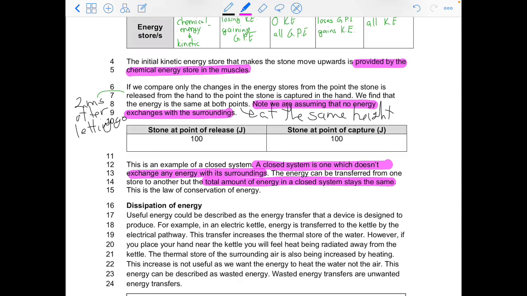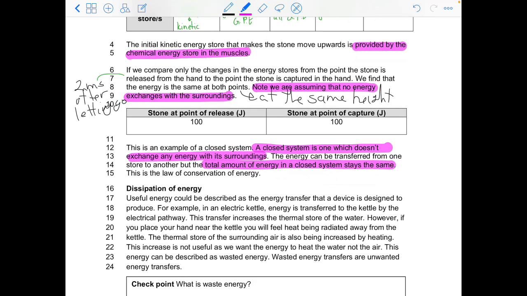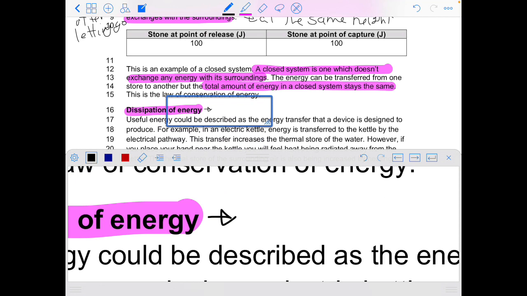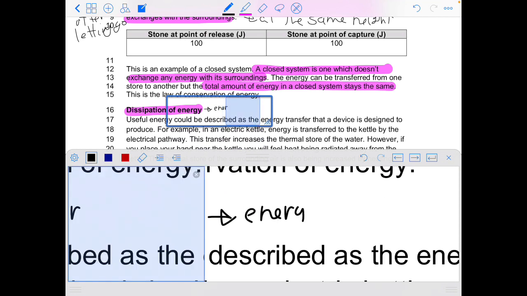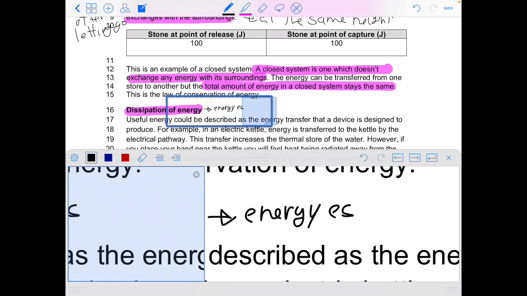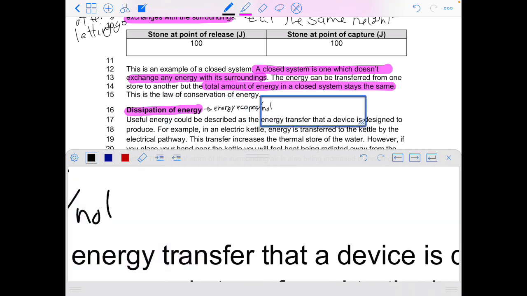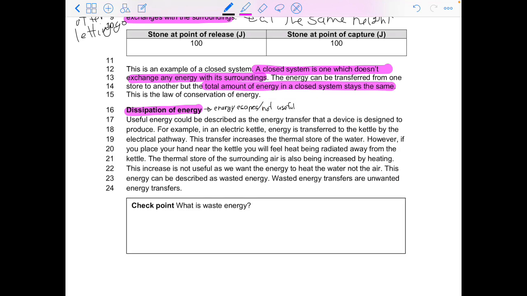So this is called the dissipation of energy. This is when energy escapes or is not useful. So in science, we describe useful energy as the energy transfer that a device is designed to produce.